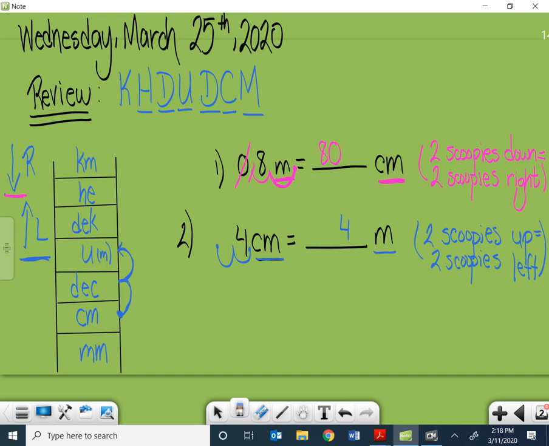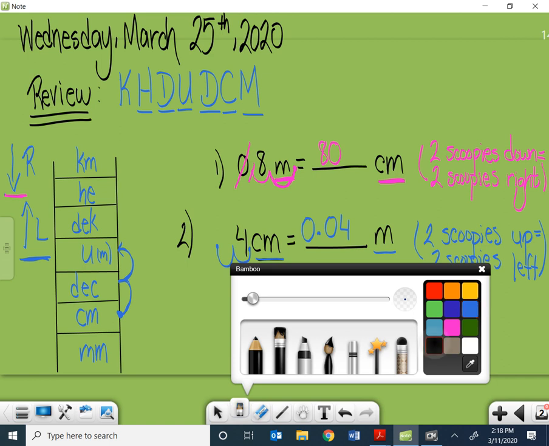I have 4, I have this empty space, I have a decimal, so I know I need to put a 0 here. And obviously this is correct, but we don't write numbers like that. You have to add that last 0. So 0.04. So 4 centimeter is equal to 4.04 meters. Okay, let's do one more.